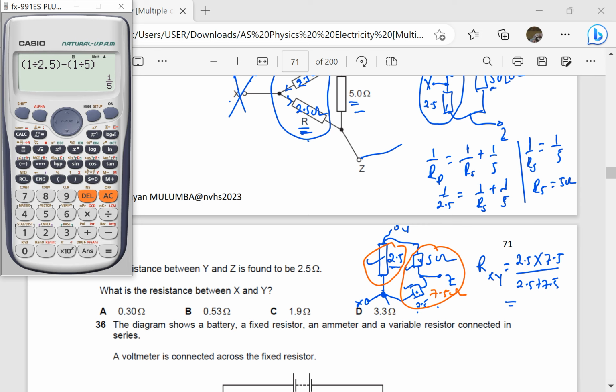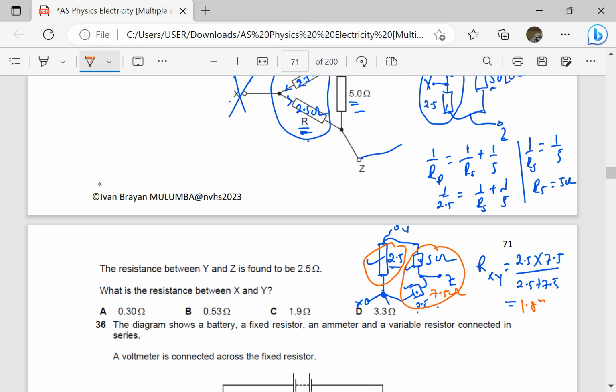So let's check this with our calculator. This is going to be 2.5 times 7.5, divided by, open another bracket, 2.5 plus 7.5. This is going to be 1.875. 1.875, that is 1.9. So our answer is going to be C.